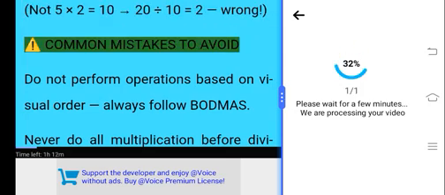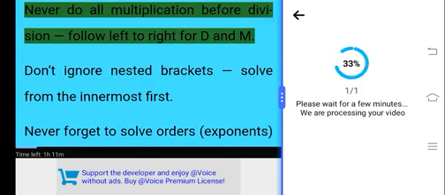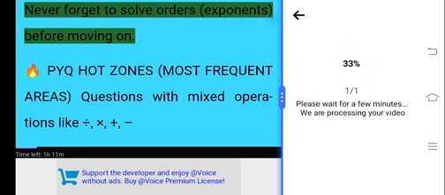Warning, common mistakes to avoid. Do not perform operations based on visual order, always follow BODMAS. Never do all multiplication before division, follow left to right for D and M. Don't ignore nested brackets, solve from the innermost first. Never forget to solve orders, exponents, before moving on.